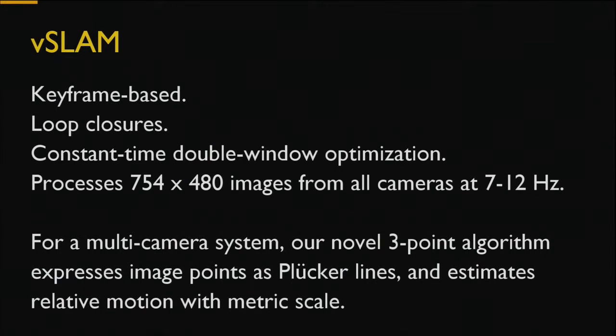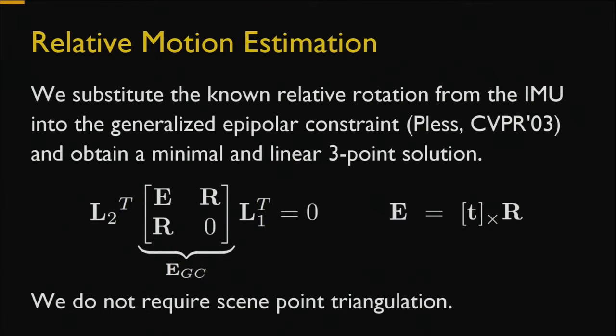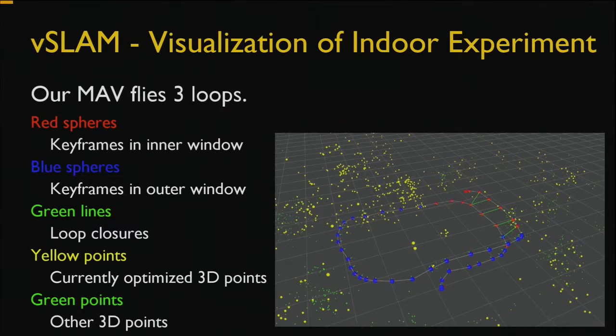Now we will talk about the visual odometry. We do loop closure. It can run in constant time because of the double window optimization. And also we have a novel 3-point algorithm for a multi-camera system. We can estimate the relative motion with metric scale. So here we have the generalized epipolar constraint. We substitute in the rotation from the IMU, and we get a minimal and linear 3-point solution. And the good thing about it is that we do not require triangulation.